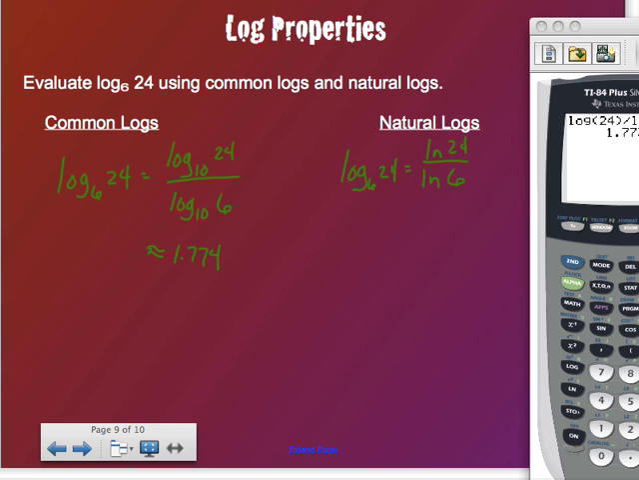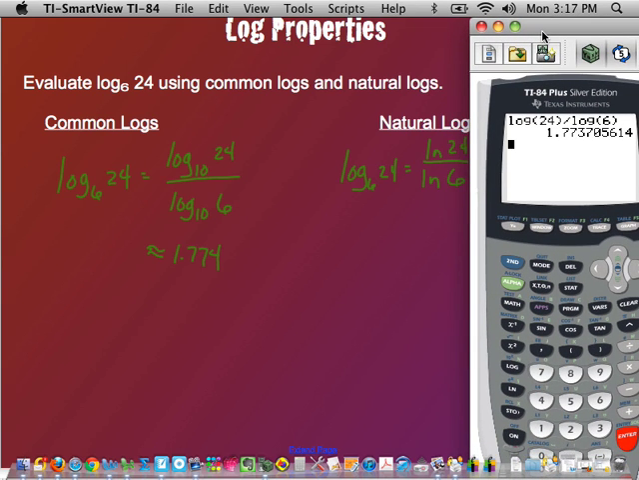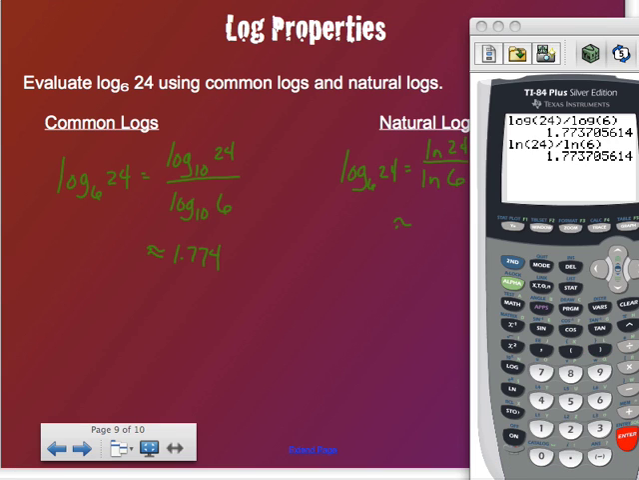The cool thing is, if I bring my calculator back over here and do exactly the same thing, but use natural log instead, natural log of 24 divided by the natural log of 6, look at that. I get exactly the same thing. I still get approximately 1.774. It doesn't make any difference what base you choose, as long as you take the log or the natural log of the big number divided by the natural log of the old base, or the small number.